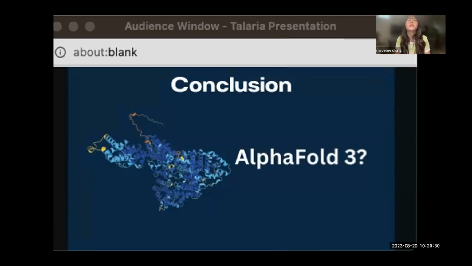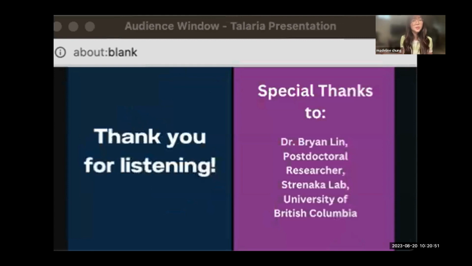And as researchers continue to combine other methods and other techniques with AlphaFold's robust capabilities, we can really embrace the endless possibilities and expect to witness its continued success as it continues to accelerate progress in the science field.